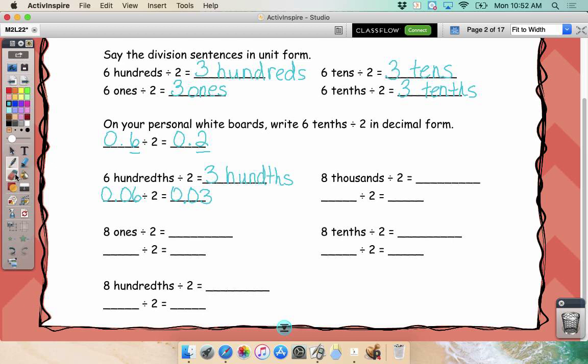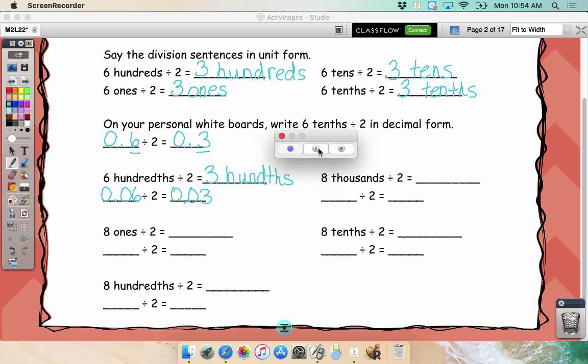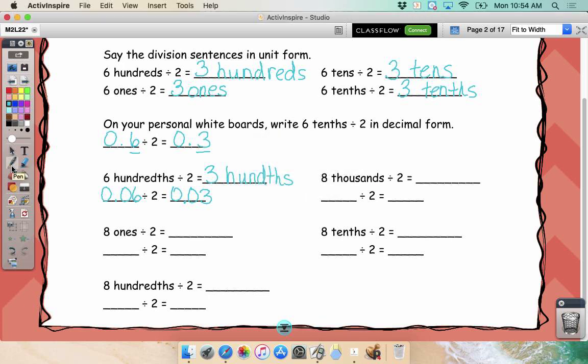Yes, thank you. That's what happens when I'm talking and writing at the same time. Thanks, Micah. Okay, you think you can figure out these last 4 by yourself? Yes. Okay, and then we'll check them. So let's write these answers. 8 thousandths divided by 2 equals 4 thousandths. How do I write that in standard form? 0.004.